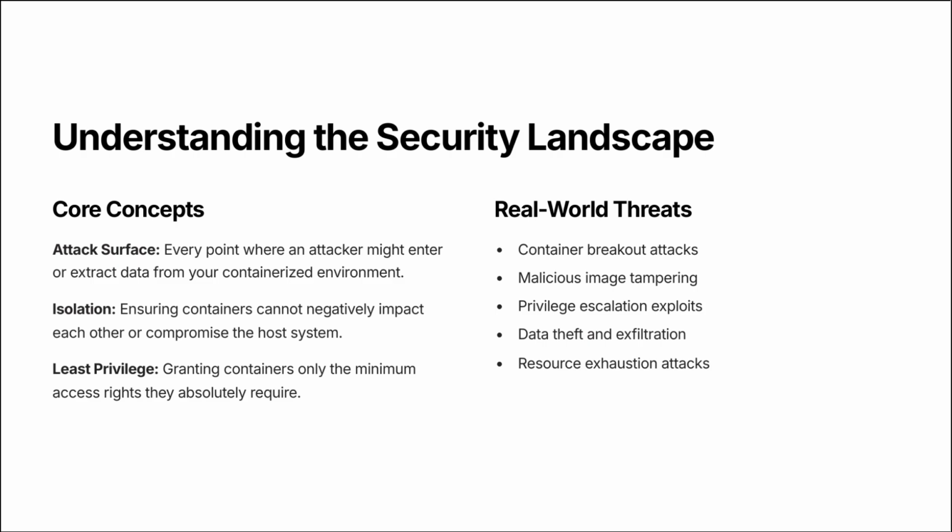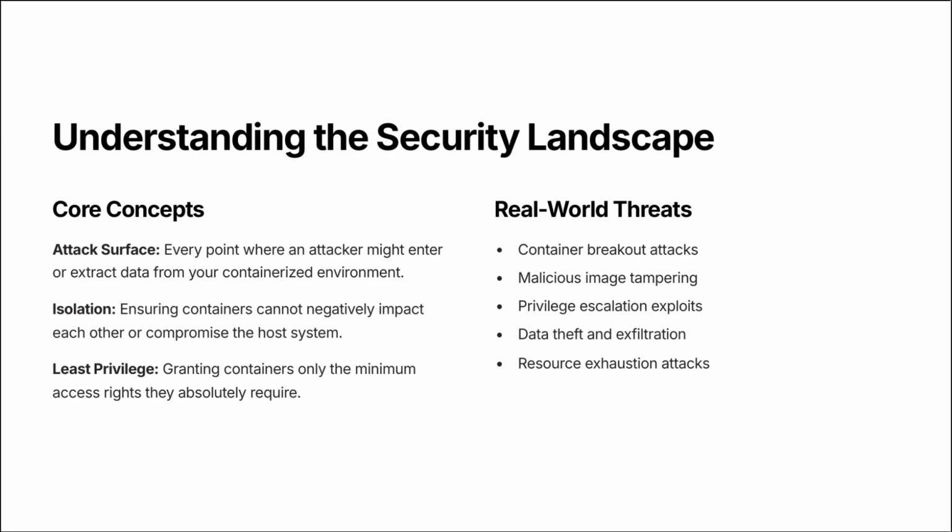Now let's move on to some real-world threats. Container breakout attacks refer to scenarios where an attacker gains access to the host system by exploiting vulnerabilities in a container. Malicious image tampering involves an attacker altering the container image to include harmful components, which can lead to a range of security issues. Privilege escalation exploits are attacks where the attacker gains higher privileges than initially granted, allowing them to perform actions usually restricted.